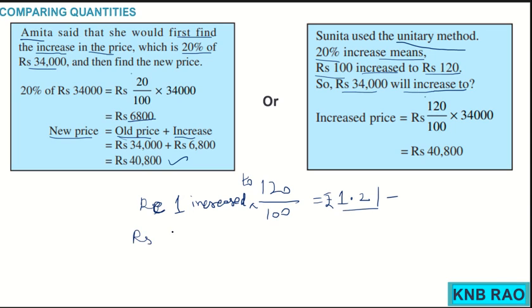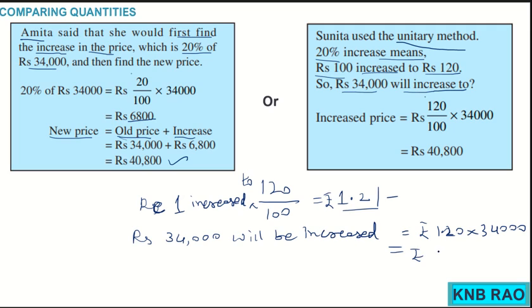Now, rupees 34,000 will be increased by that 1 rupee 20 paise into 34,000. If you find, you will directly get 40,800. Here I am not finding this increment at all. Without finding the increment, we could find straight away the increased price using the unitary method.